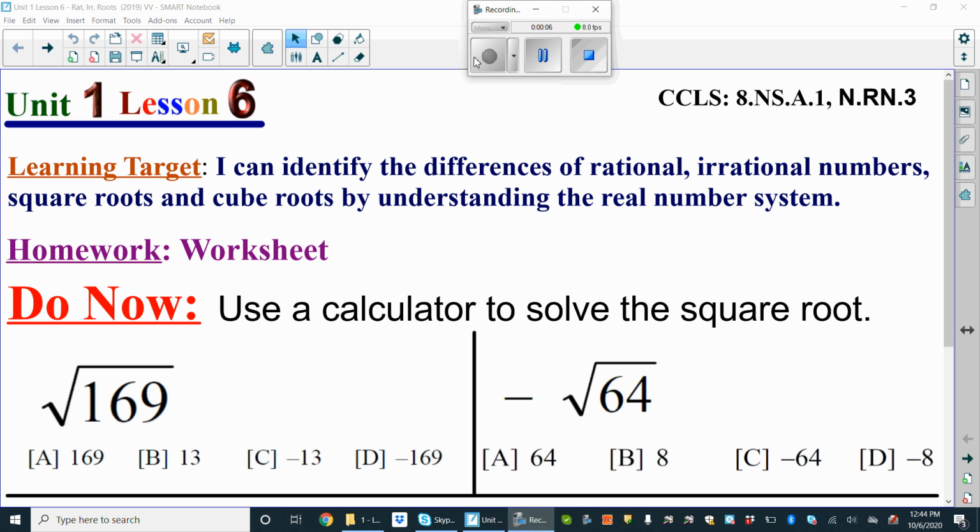The learning target for this lesson is: I can identify the differences of rational and irrational numbers, square roots, and cube roots by understanding the real number system.